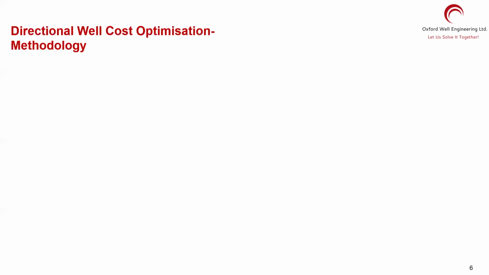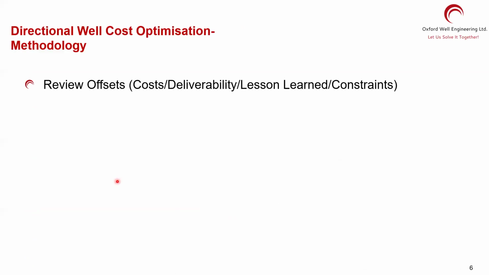Let's talk about methodology. What you need to do is review the offset properly. When you review it for cost, deliverability, lessons learned, constraints, and all the digital data you are looking at, you are actually scanning for opportunities: what you can do differently for your next directional well.